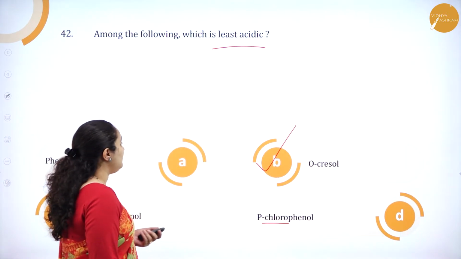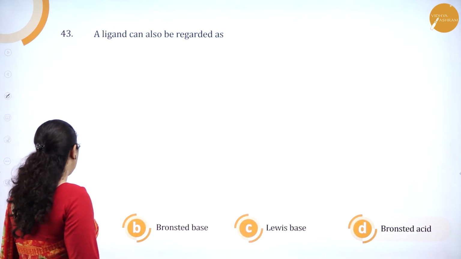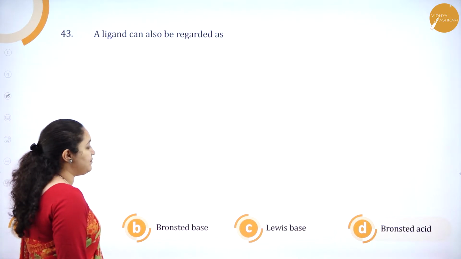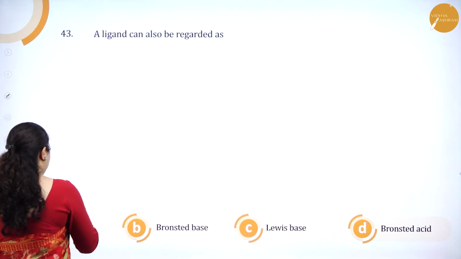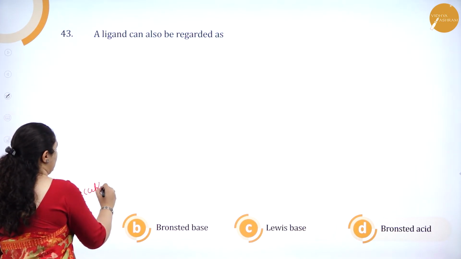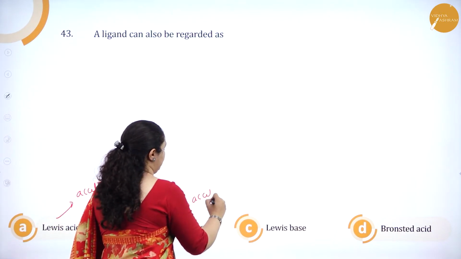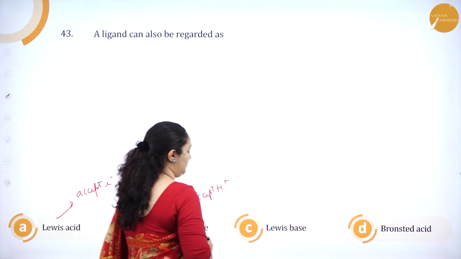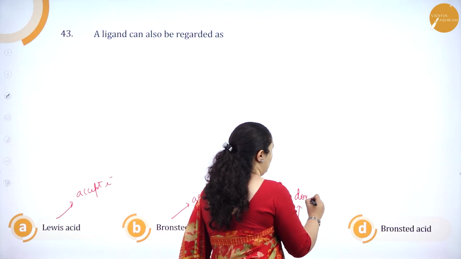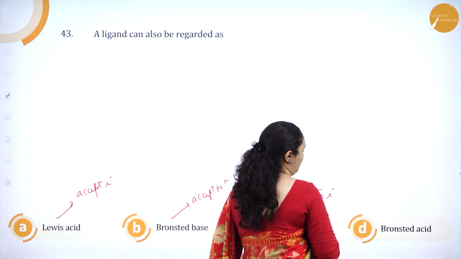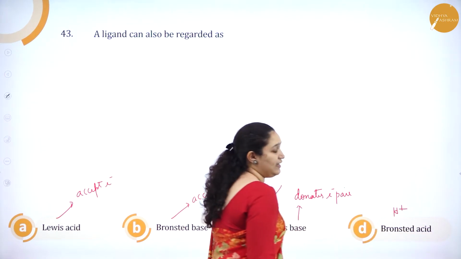Okay. Next one. The ligand can also be regarded as Lewis acid, Bronsted base, Lewis base, Bronsted acid. Now, Lewis acid is one which accepts an electron pair. Bronsted base accepts H plus ion. Lewis base is the correct answer because it donates an electron pair, and Bronsted acid is one which gives away H plus ion.